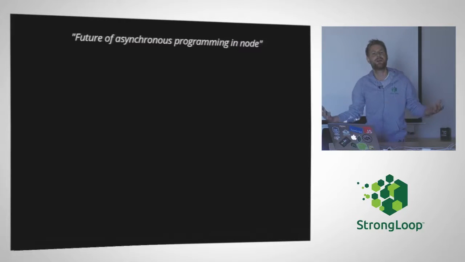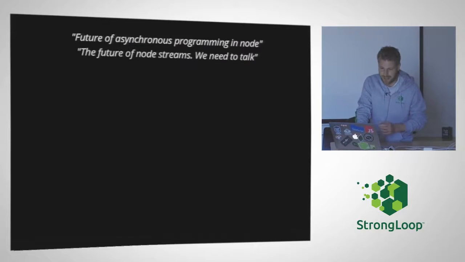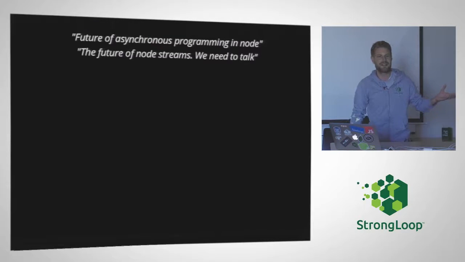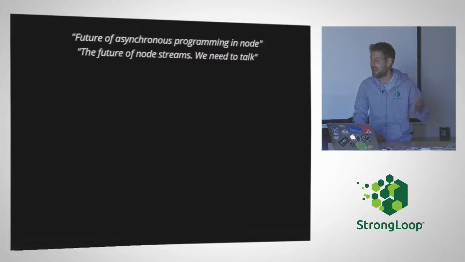And usually that means people will propose that we add promises to it or whatever. And the future of Node streams, we need to talk, because now Node has streams 3, I think, in the next version. But still people are not happy with it. And usually what we do is tell them, no, this is going to happen the way we think it's going to happen because we have to focus on Node 1.0. But these people are not crazy.